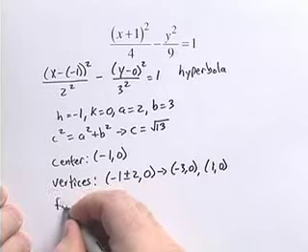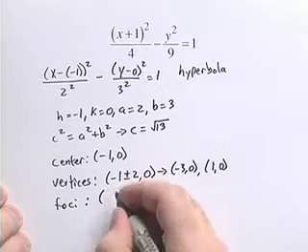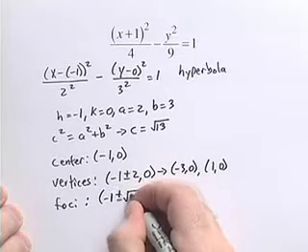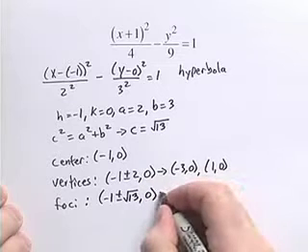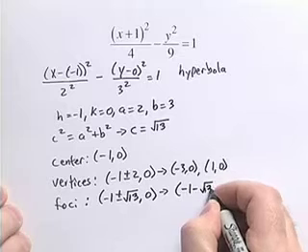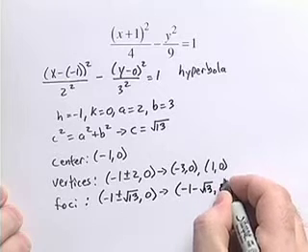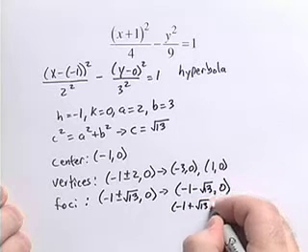The foci are going to be at negative 1 plus or minus the square root of 13, that's our c value, comma 0. And that will give us negative 1 minus the square root of 13, comma 0, and negative 1 plus the square root of 13, comma 0.